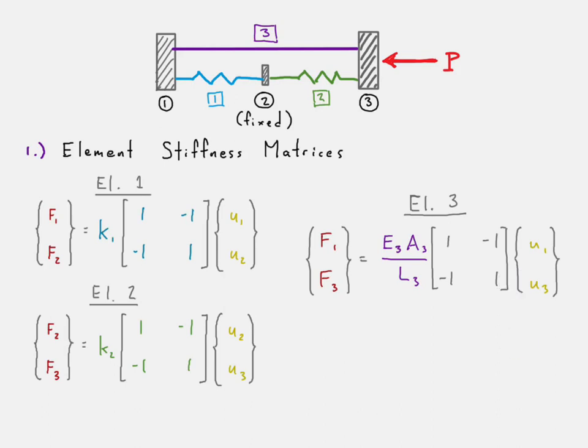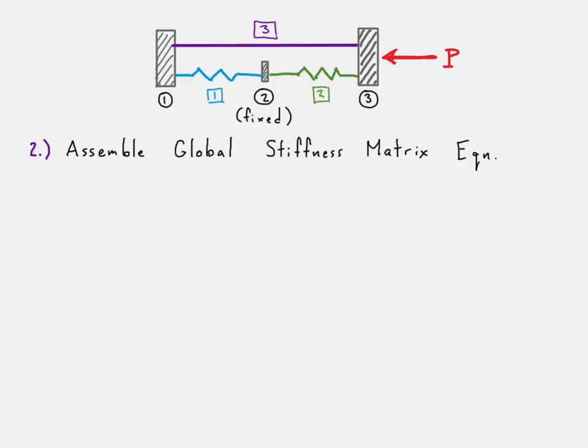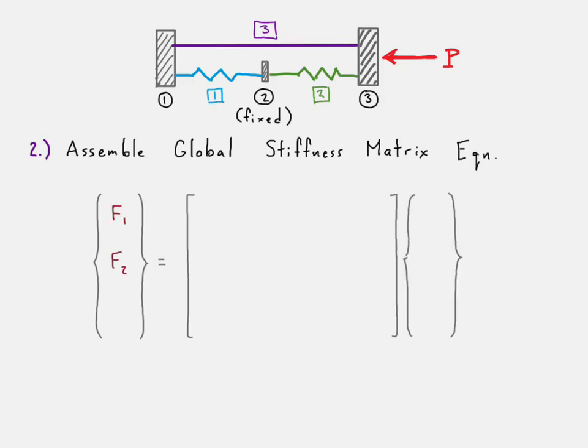Okay, so then we go to the global stiffness matrix equation, and we just assemble that using the element stiffness matrices that we have. First, we're going to write in the placeholders for the global stiffness matrix equation. We have all the nodes, which turn out to also be the number of degrees of freedom, since this is just in one dimension.